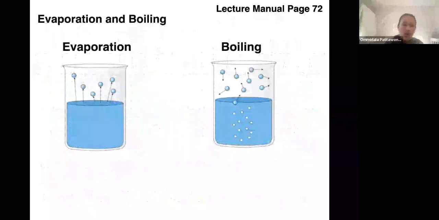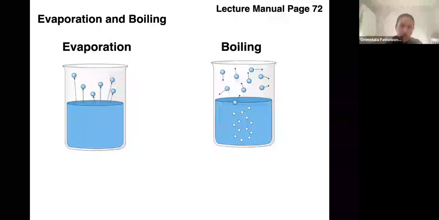All right, so the next one, we are going to take a look at the difference between evaporation and boiling. Both of them fall under the umbrella of vaporization. When we talk about vaporization, it refers to either evaporation or boiling. But what are the differences between these two? We're going to take a look at one at a time.